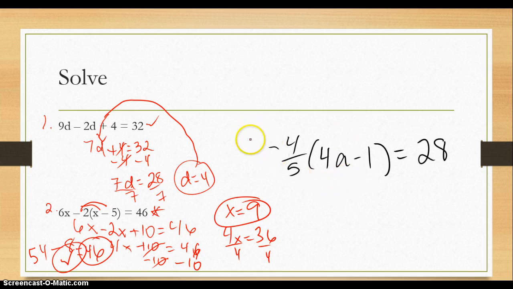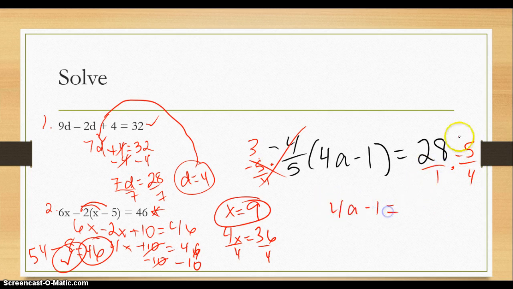So here's our third problem. And we have this fraction on the outside. And it's a negative fraction, so we got to take it with us. So we're going to multiply by the reciprocal. So that cancels on that side. So we got 4a minus 1 equals, this will cross out, reduce, that's a 7, so 7 times negative 5 is negative 35. Add 1.